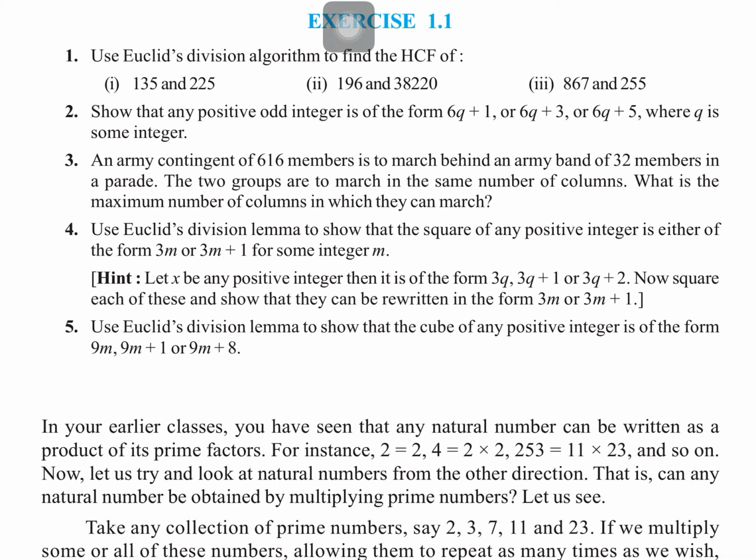Use Euclid division lemma to show that the square of any positive integer is either of the form 3m or 3m plus 1 for some integer. You may see this question here. I am talking about question number 4. Is that clear? The hint is given in your textbook, however you have to solve this question by yourself, using your understanding from the last two lectures.